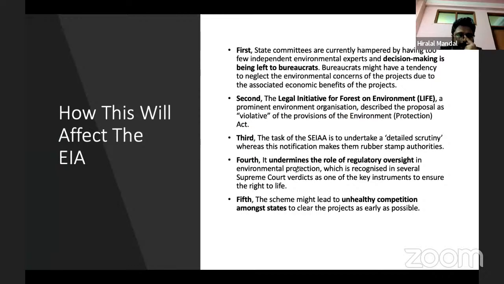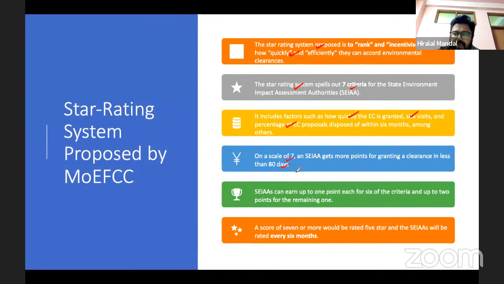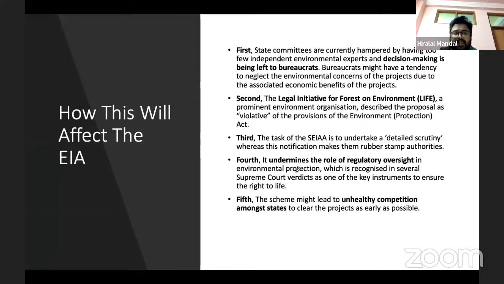Now, it is expected to be challenged, or it is expected to create a lot of conflict. Why? Because the rating will be done by the central agency. So that is creating one challenge regarding the autonomy of the state environment impact assessment authority. The other factor is that if clearance days are set at 18 days, it is also being criticized that the principles of environmental impact assessment are not being respected. So various kinds of criticism are being made.